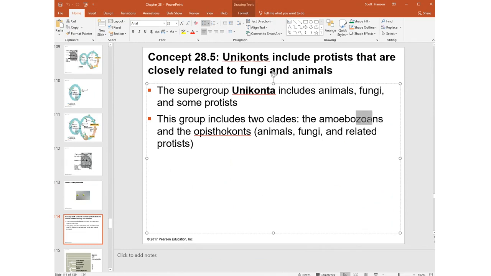Zoa means animal. So they're animal-like, and they've got an amoeboid movement and things. So two clades, the amoebozoans and the opisthokonts. A lot of times opisto actually means pointing backwards. But anyway, the opisthokonts include animals, fungi, and related protists.